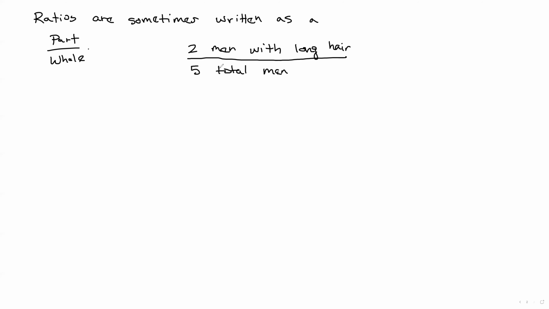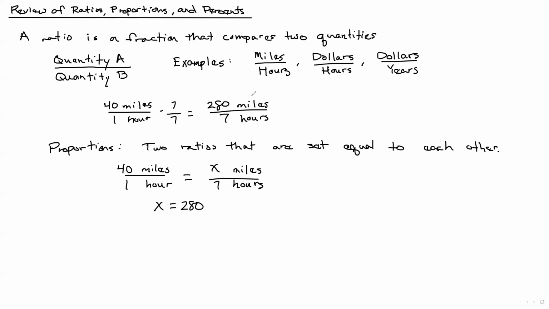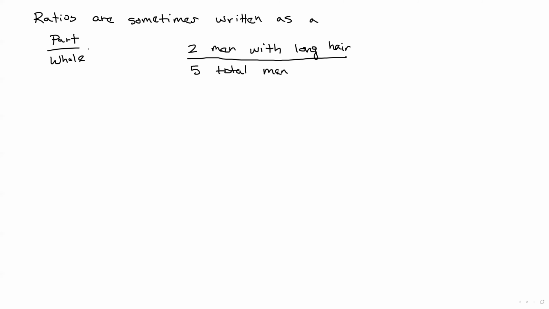Except this time, instead of having two things that seem unrelated, like miles and hours, we're looking at two things that are directly related. The denominator is the entirety of the data set that you're collecting, and the numerator is the portion that meets the criteria described. You could also have, say, 7 women who always wear seatbelts.